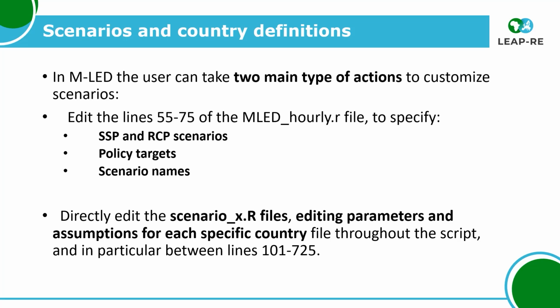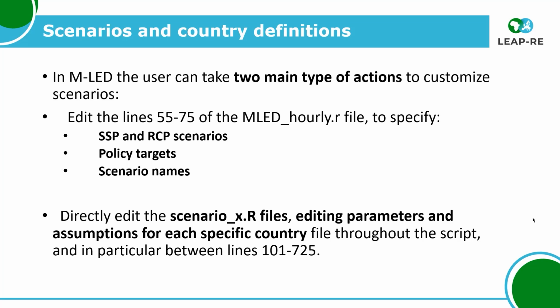So basically, to customize and take a look at the different scenarios, the user can take 2 main types of action. One is simply in the MLED hourly file, where basically it's possible to specify the different SSP and RCP scenarios, the policy target, and the scenario names. So these main targets that were shown in the table in the previous slide can be rather easily customized in these lines from 55 to 75 of the MLED hourly file.